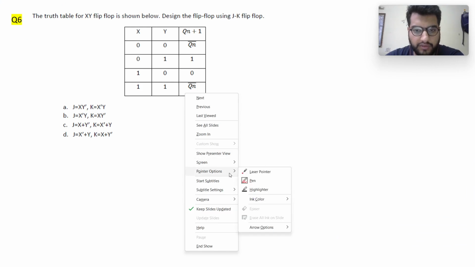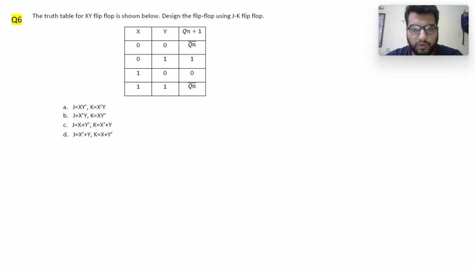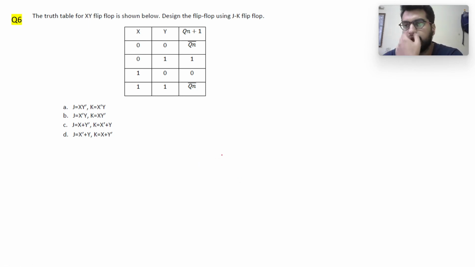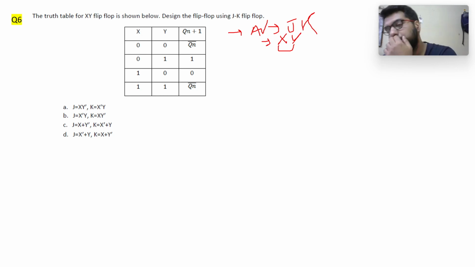So it's another conversion problem, and we'll use the 5 steps that I told you to remember. The first one was to identify the available and the required flip-flop. So available was JK and my required was XY. We don't know what XY is, but we have the truth table, so no issues.